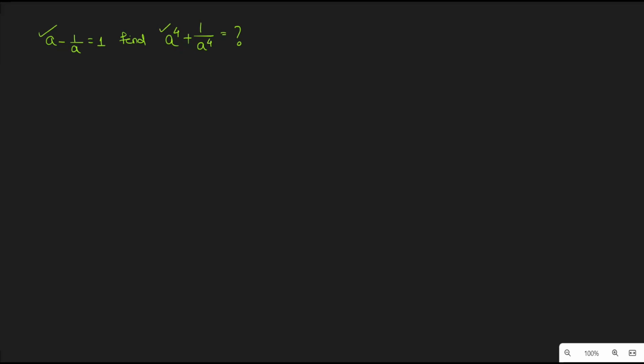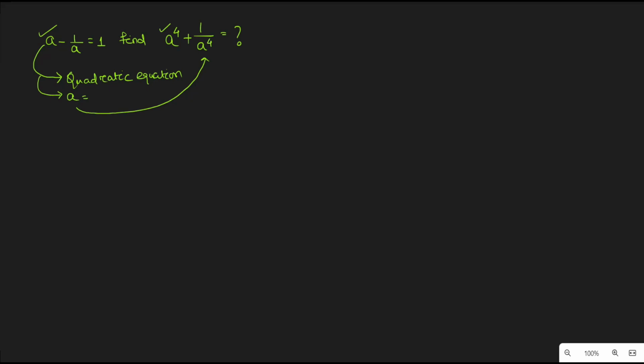By looking into this expression, we can simply say that we can convert this expression to a quadratic equation, and from that quadratic equation we can easily find the value of a by applying the formula minus b plus minus square root of b square minus 4ac divided by 2a. And once we find this value, then we can simply put this value into this expression and we can easily find the value of a to the power 4 plus 1 by a to the power 4.